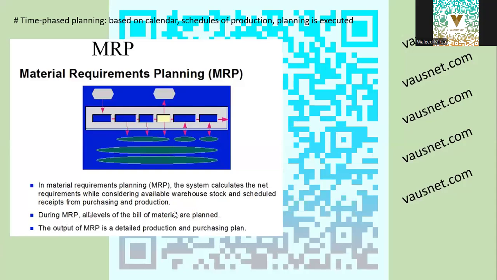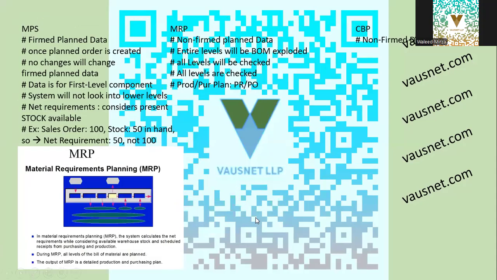During MRP, all levels of BOM are planned. All levels. So you will plan all the quantities of the material that will be required to produce a finished good. The output of MRP is a detailed production and purchasing plan, as we have discussed previously.